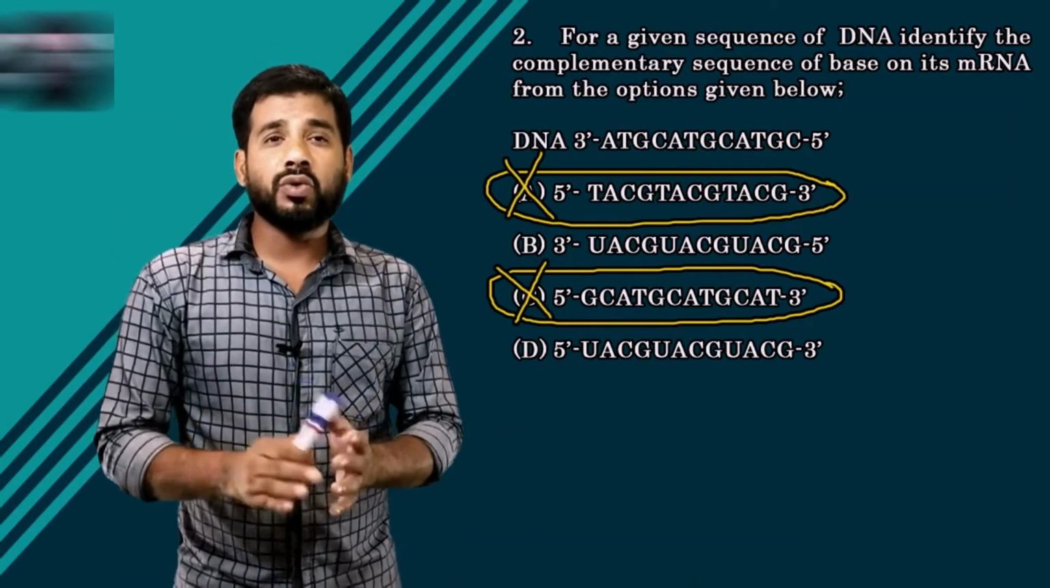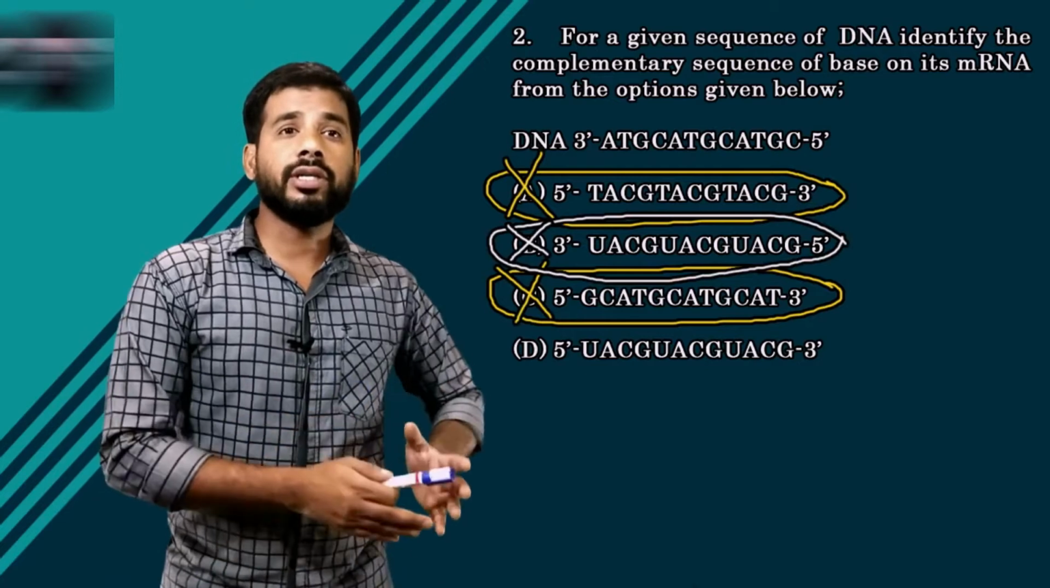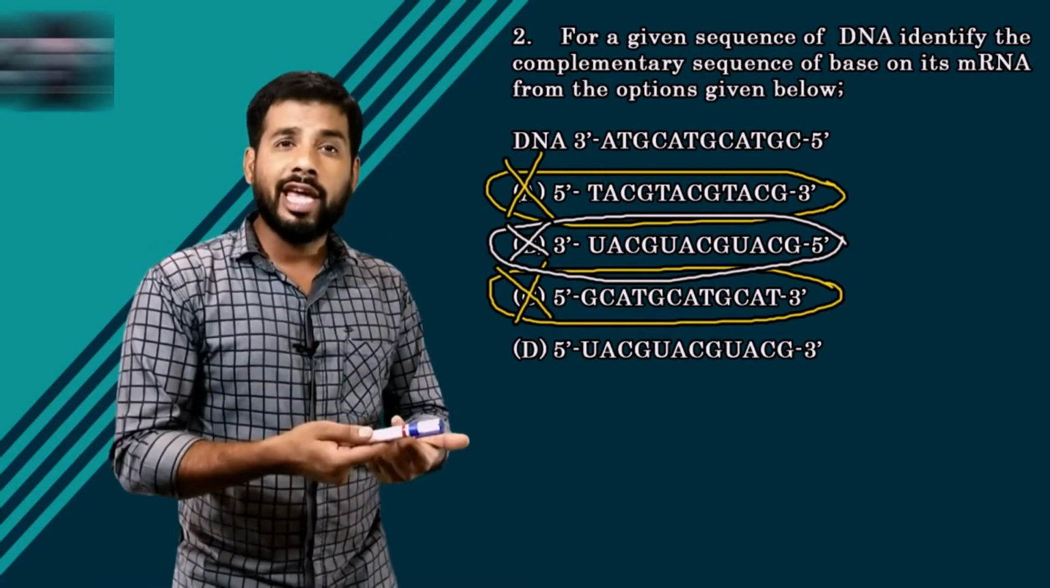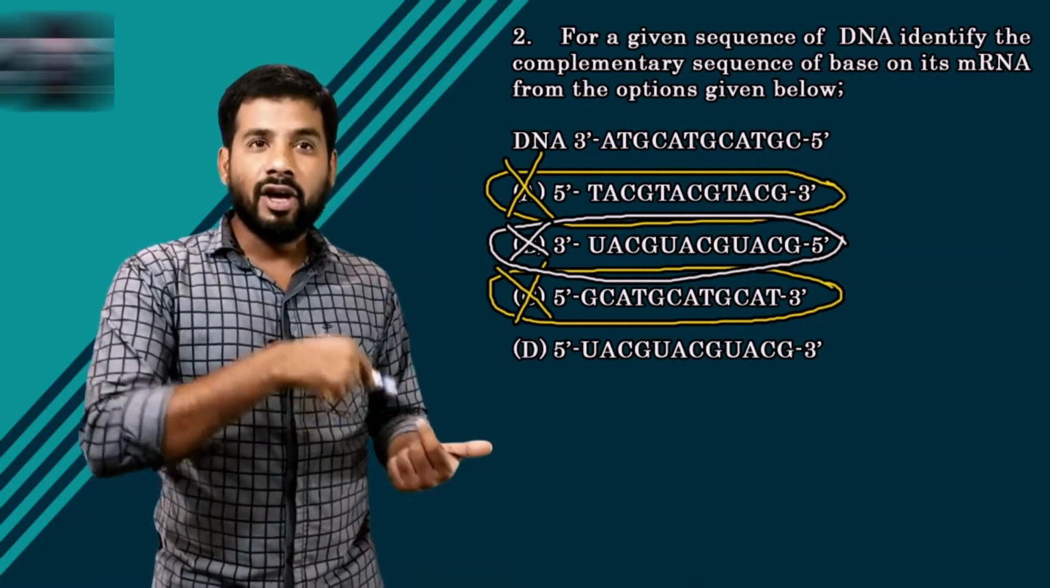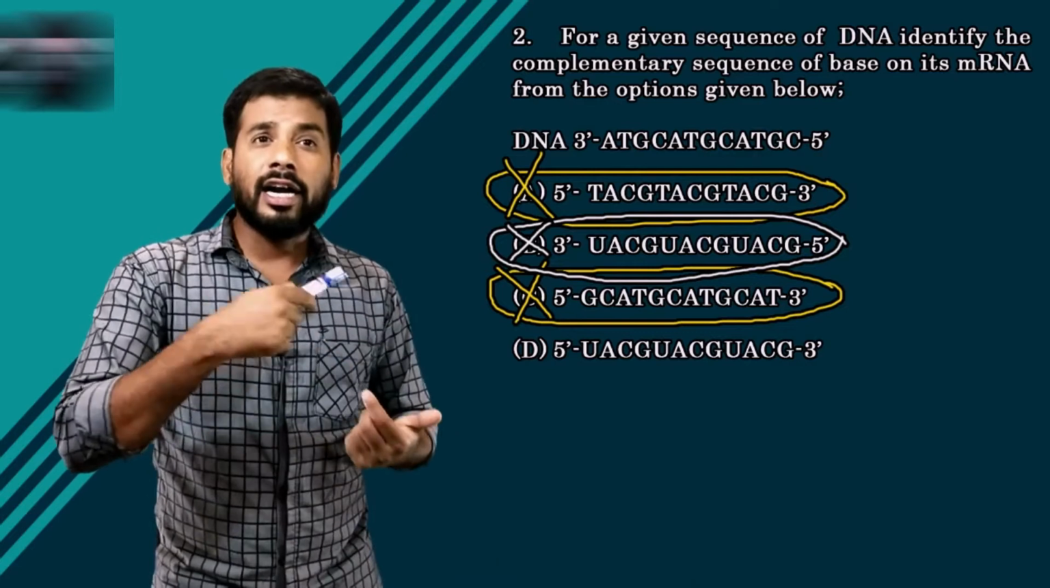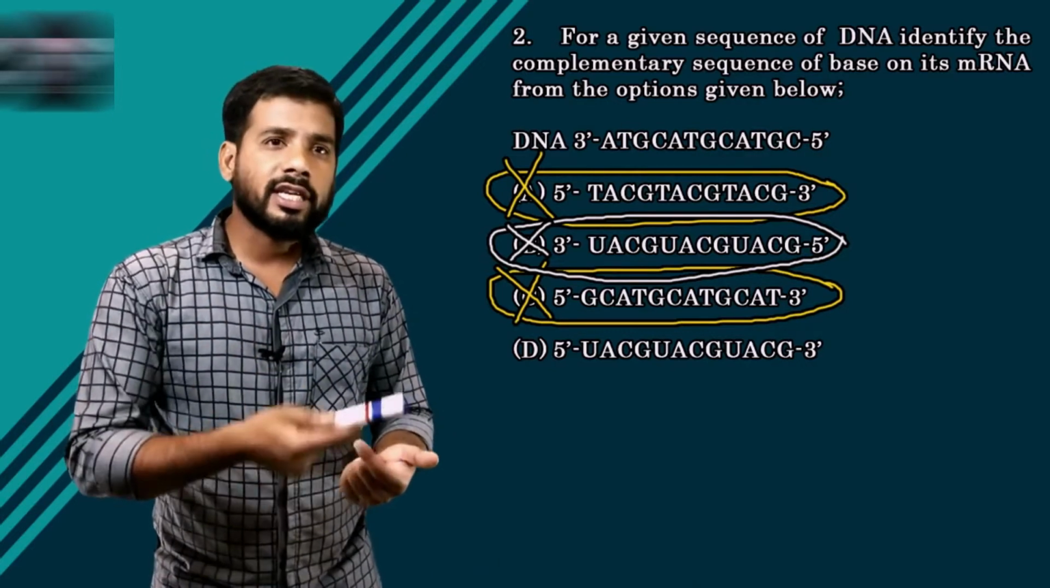Now we have to search only in two options. The right answer is option D. You can see for adenine, the complementary sequence is uracil. For thymine, the complementary sequence is adenine. For guanine, the complementary sequence is again cytosine. And for cytosine, the complementary sequence is guanine.